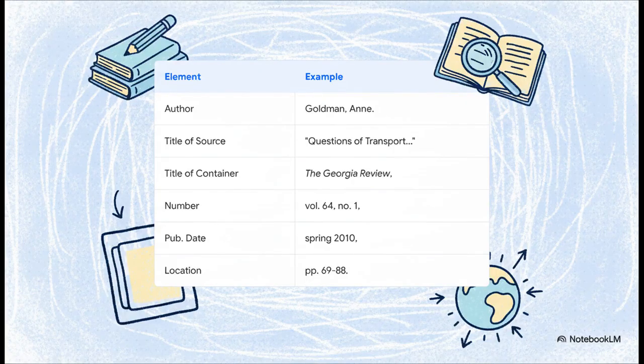So let's see this recipe in action. Here we have a pretty standard journal article. We start with the author, then the title of the source, which is the article's title, and then the title of the container, the journal it was published in. From there, we just fill in the rest of the elements we have, like the number, date, and page numbers. See how that works? We're just filling in the blanks on our list.